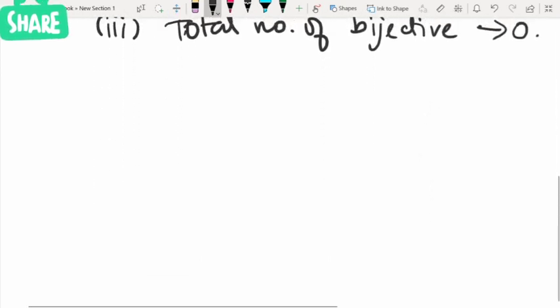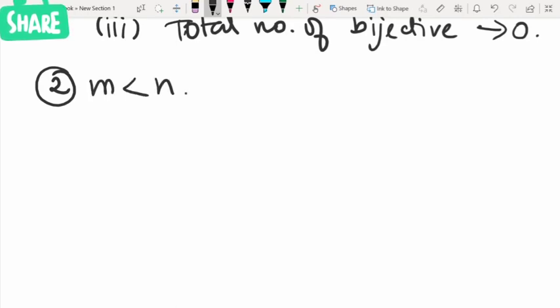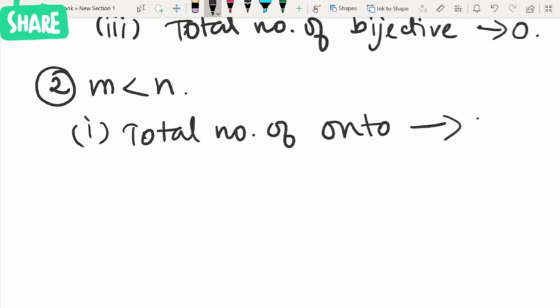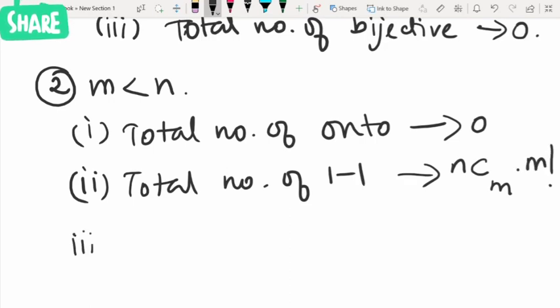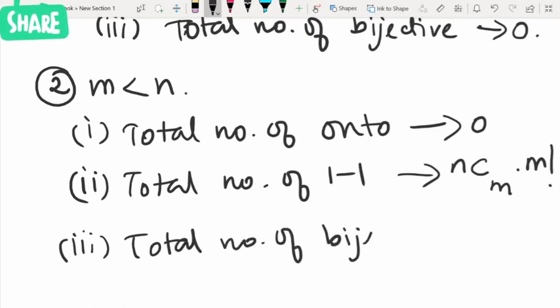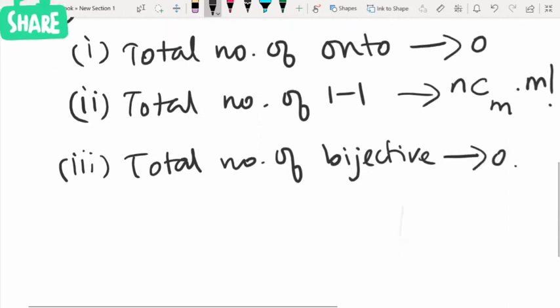Okay, the second case is for m less than n, then the total number of onto maps will be 0 and the total number of 1-to-1 maps will be nCm times m factorial. Then the total number of bijective functions will also be 0 because there is no onto function here, right?